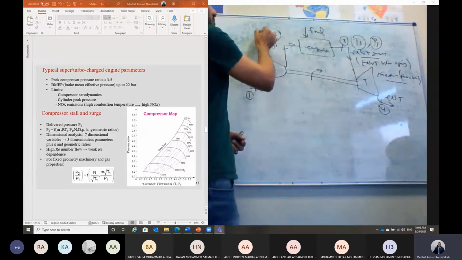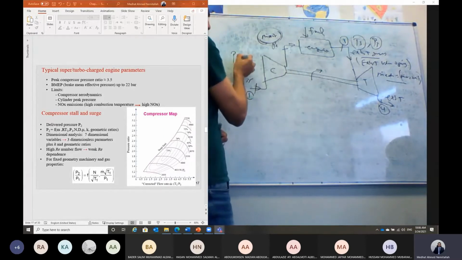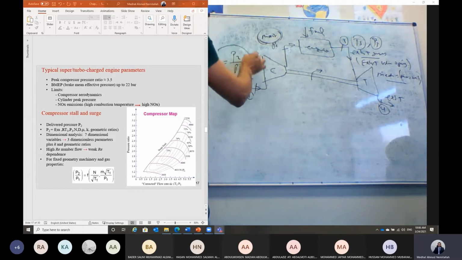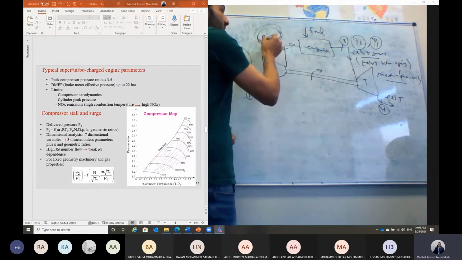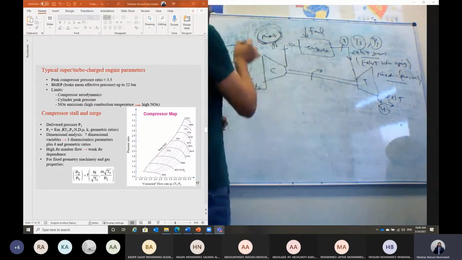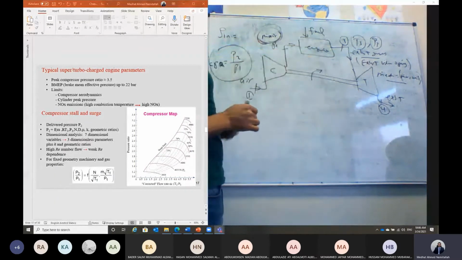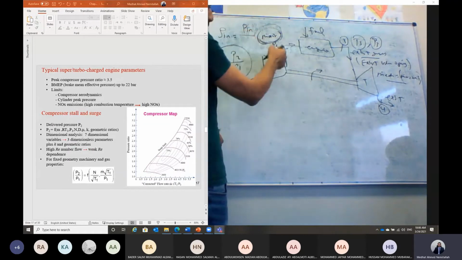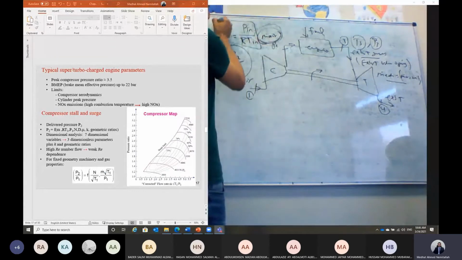The mass flow rate through the compressor is equal to the mass flow rate of air. The pressure ratio through the compressor, which is P2 over P1, we call the compressor pressure ratio. This compressor pressure ratio will decide the increase in the pressure P2, and based on that, it will decide the intake density to the engine. The density at the intake manifold will equal the pressure at the intake manifold, P2, divided by R multiplied by T in this case.